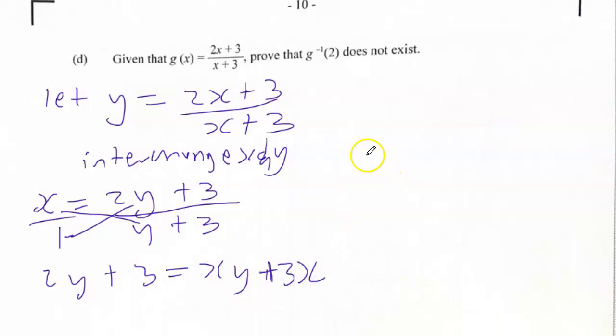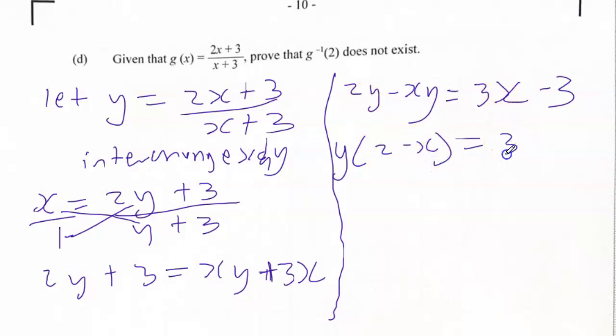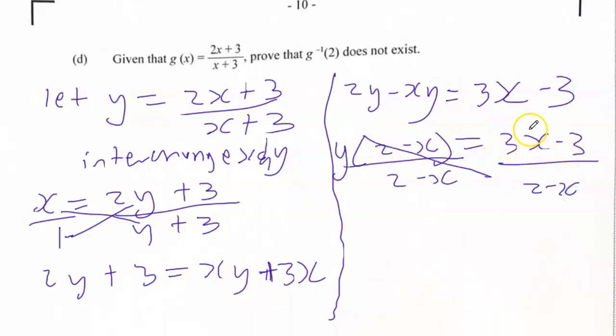And then we could group all the y terms and transpose for y. So group all the y terms, we'll have 2y minus xy, so bring over the xy here, and on the right hand side is 3x. Bring over the positive 3, it becomes negative 3. So we can now factor out the y, since we are transposing for y. Factor out y, we'll have y, bracket, 2 minus x, equal 3x minus 3. So divide both sides by 2 minus x. So y is equal to 3x minus 3 over 2 minus x.